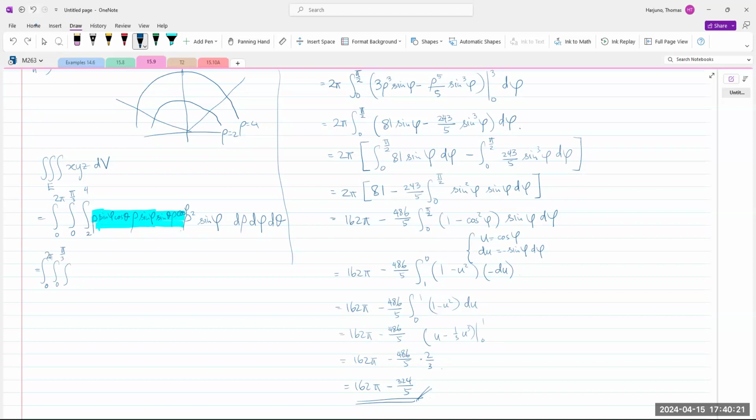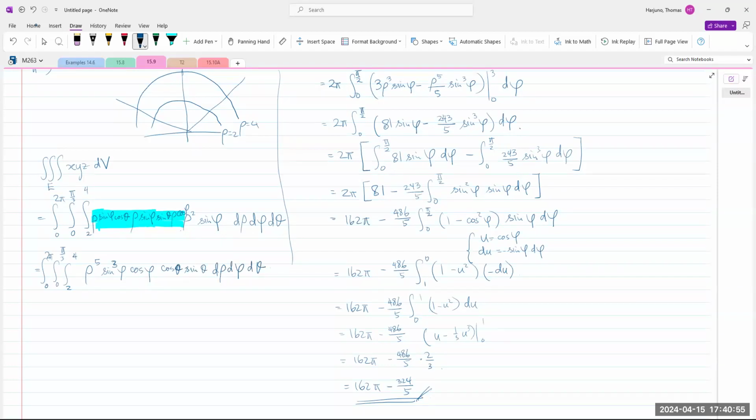It's from 2 to 4. How many rows we have? It's 1, 2, 3. That's rho to the 5th. And then sine squared, sine cubed phi, cosine phi. And then cosine theta, sine theta, d rho, d phi, d theta.